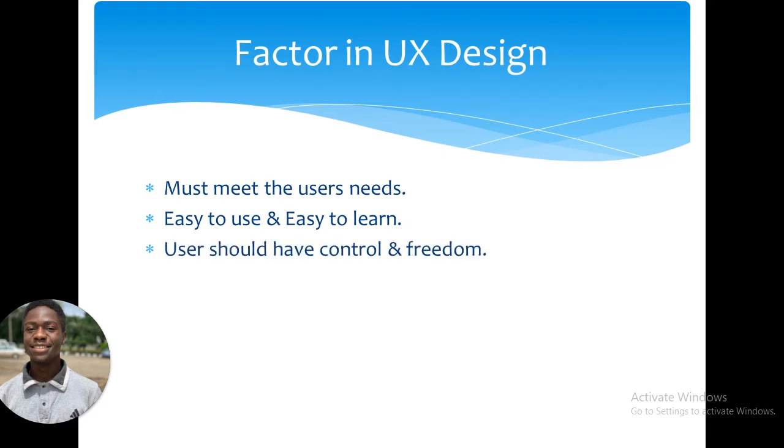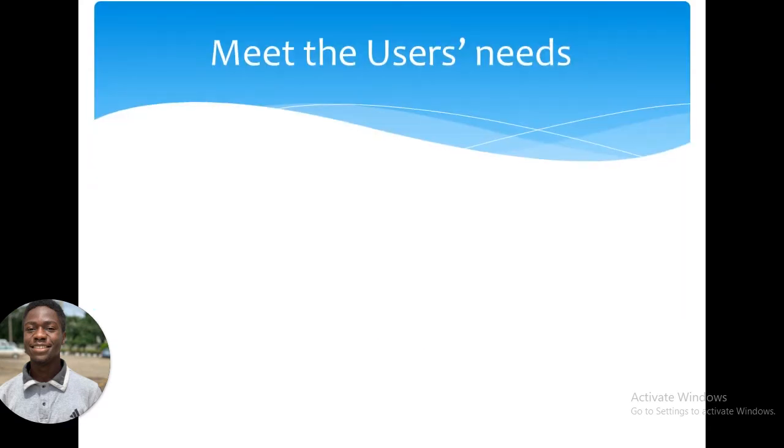And then number 3, the user should have control and freedom. They may not necessarily have full control, yes, but they should have an ample amount of control and freedom using the app. And then a bonus point: to design a very wonderful UX design, it must be able to surprise and delight the users or the customers, as the case may be. So let's move straight into defining them. Let's talk about how to meet the user's needs. So how do you meet the user's needs?